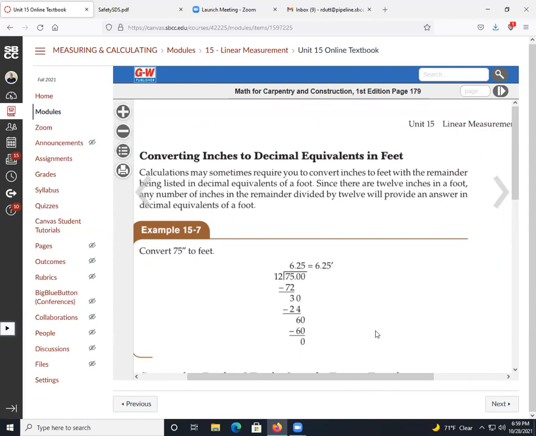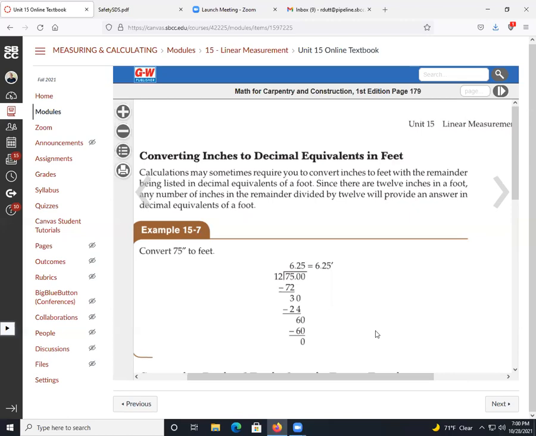And here's an example. In converting 75 inches to feet, it's 12 into 75, which if you just do the math, and the same thing should happen exactly on your calculator, is 75 inches divided by 12 equals 6.25. So it's 6.25 feet. And your calculator will give that to you right then.